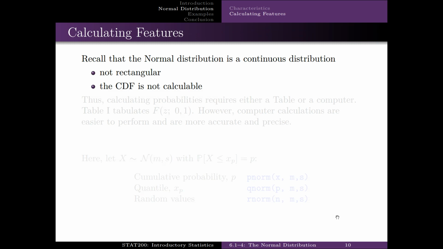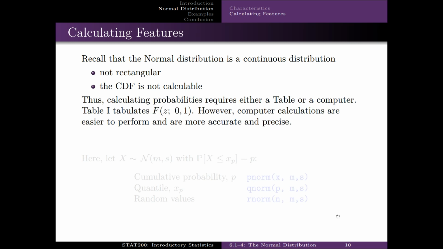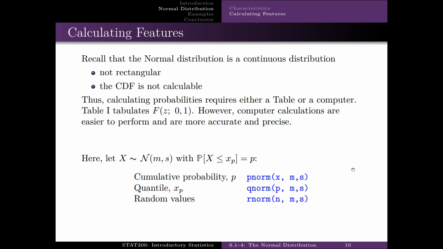Recall the normal distribution is continuous, but it's not rectangular, and it can be proven that the CDF cannot be written out. Hence, in the late 19th century and early 20th century, people worked on estimating those probabilities. So you have to use a table or a computer. Table 1 tabulates this CDF. Computer calculations are easier to perform, however. They're more accurate and more precise.